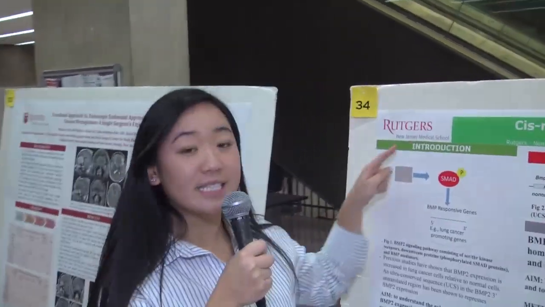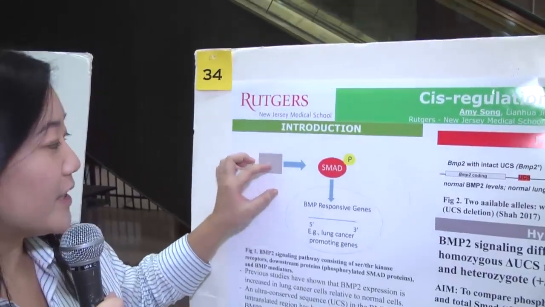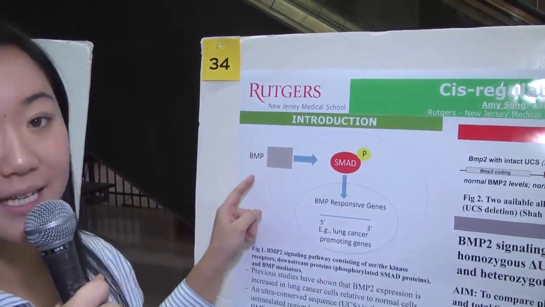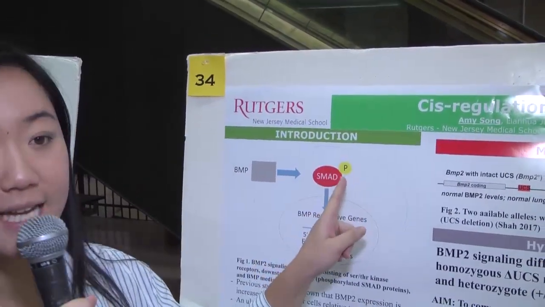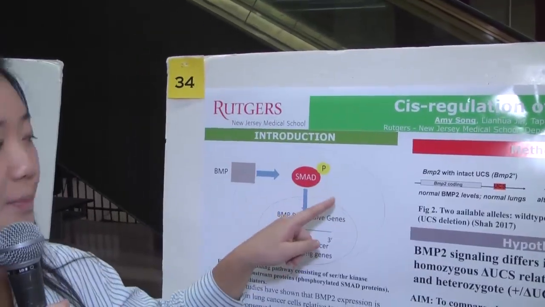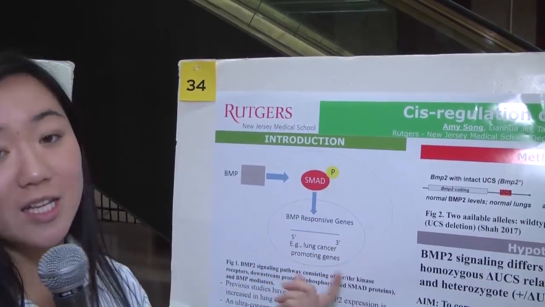So here we have a signaling pathway, and so first you have serine and threonine kinase receptors. These receptors are activated when the BMP ligand binds to them. Once they are activated, they can then phosphorylate downstream proteins such as the SMAD protein. And then this phosphorylated complex can go into the nucleus and regulate BMP responsive genes such as lung cancer promoting genes.